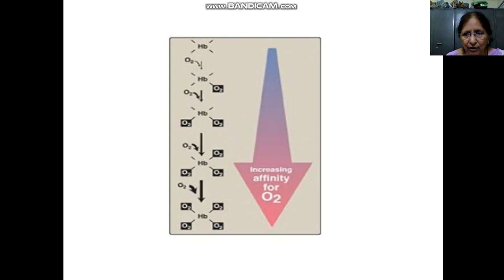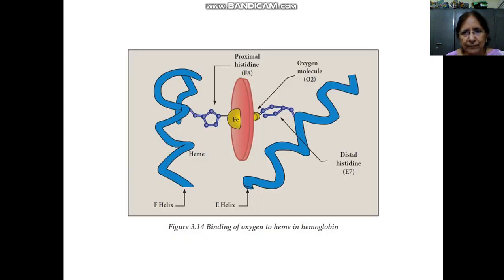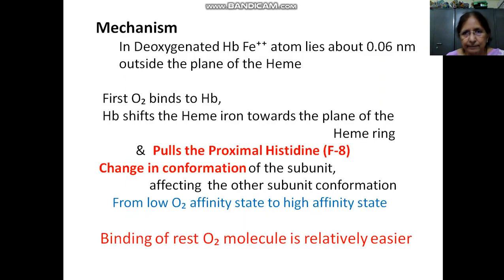Here you see the F helix, that is the proximal histidine, and the E helix, that is the distal histidine, and there is the heme molecule with ferrous iron to which the oxygen molecule binds.